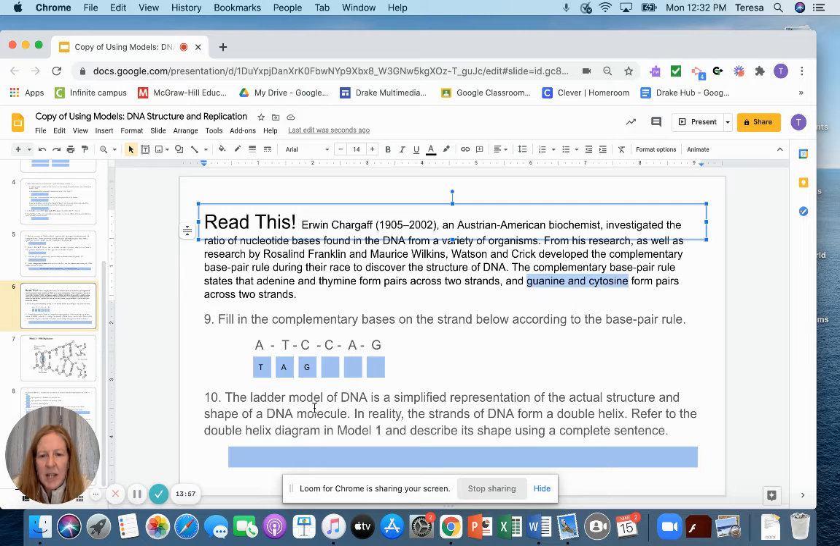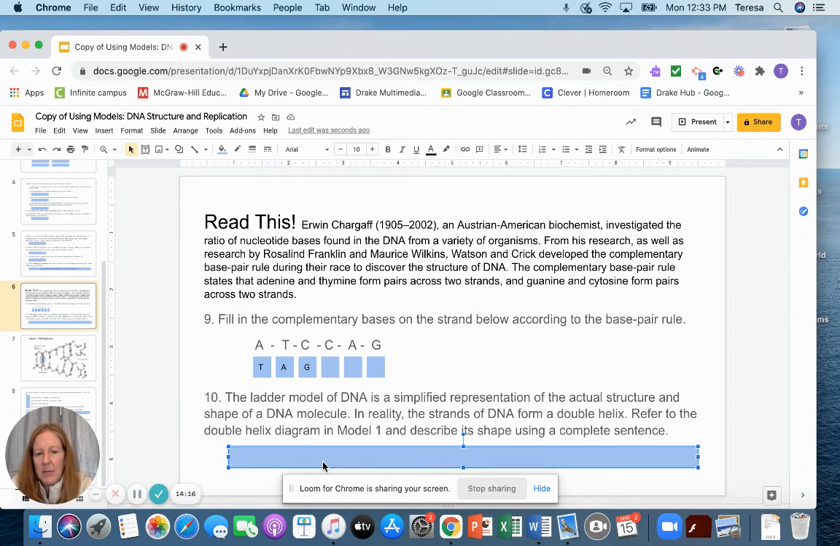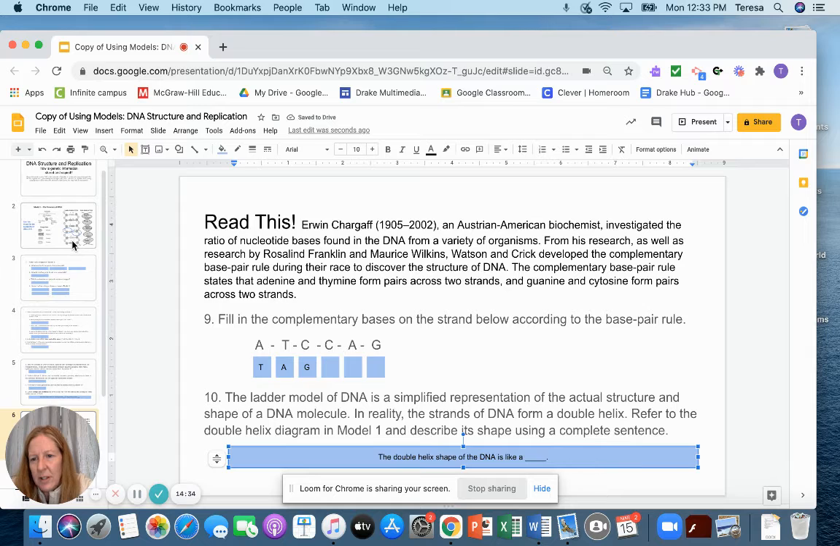Okay, question number 10. The ladder model of DNA is a simplified representation of the actual structure and shape of a DNA molecule. In reality, the strands of DNA form a double helix. Refer to the double helix diagram in Model 1. Describe its shape using a complete sentence. Okay, so I would start off. The double helix shape of the DNA is like a blank. Okay, so fill that in. What is it like? So I'm going to come back and look at the model.